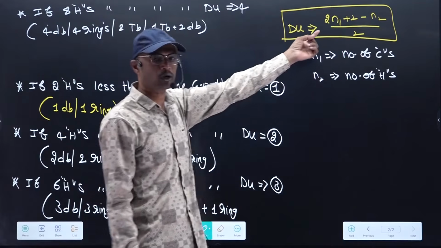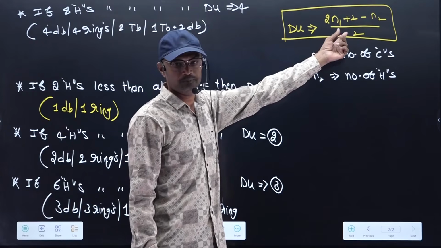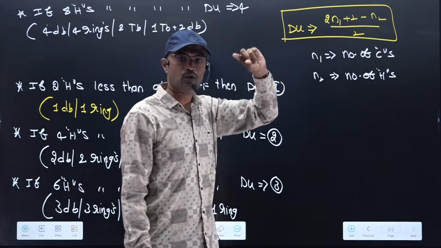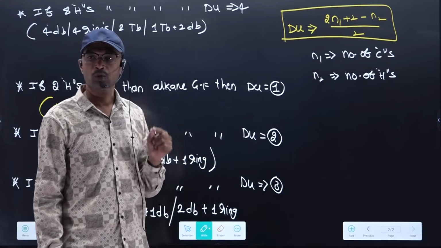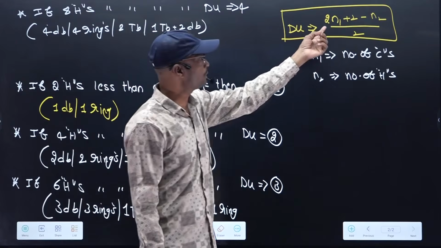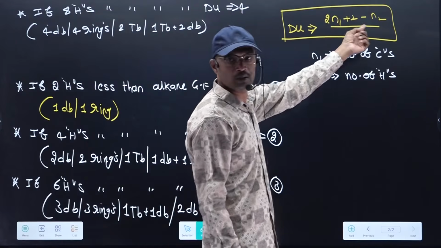This formula comes one more time in the calculation of pi bonds. The same formula is used in two concepts. The first concept is DU, the second concept is how to calculate the number of pi bonds in a given molecule. So remember this: (2n1 + 2 - n2) / 2.